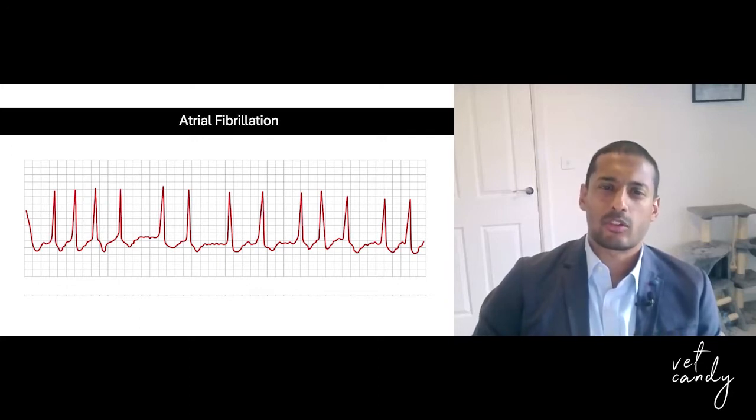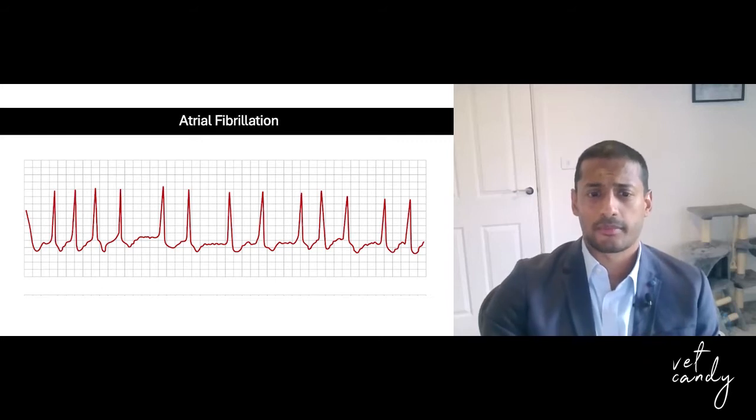In terms of rate control, the most commonly used drugs are diltiazem and digoxin. The combination of these two has been shown to be more effective than monotherapy with either agent. Other drugs, such as amiodarone, can be used.